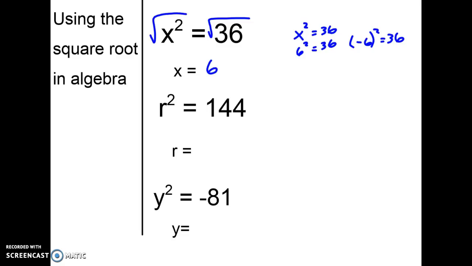When we take the square root of both sides, we have the positive and the negative. So this is 6 and negative 6. If you just remember that, when you take the square root of both sides, you have the positive and the negative form of each number. So here we take the square root of both sides. This wouldn't just be positive 12, but we have a negative 12 as well.